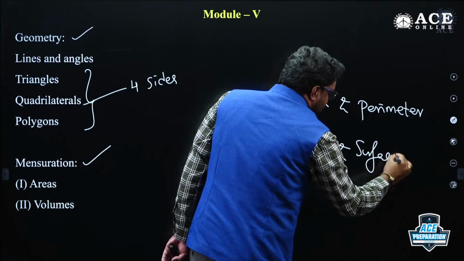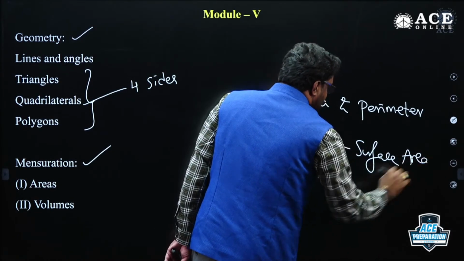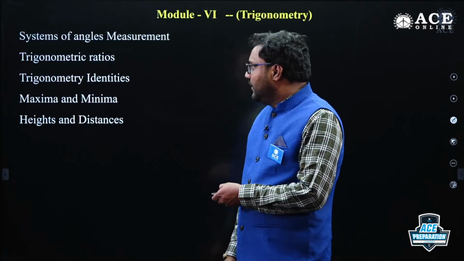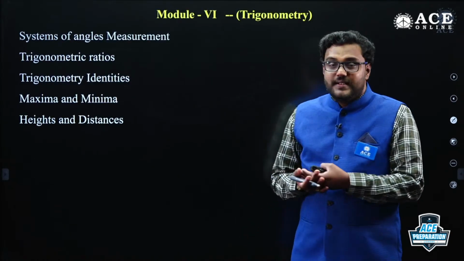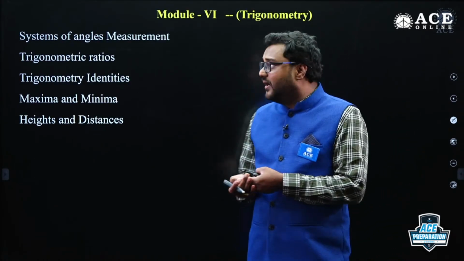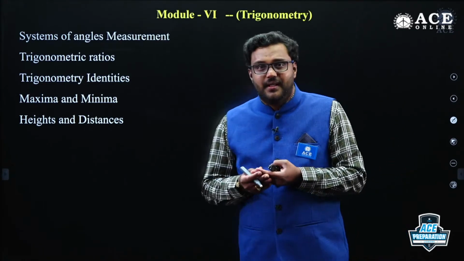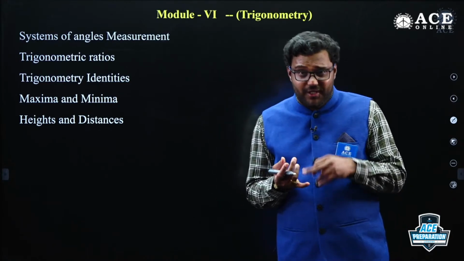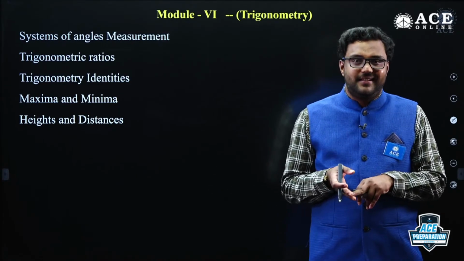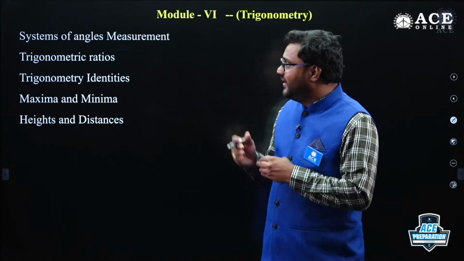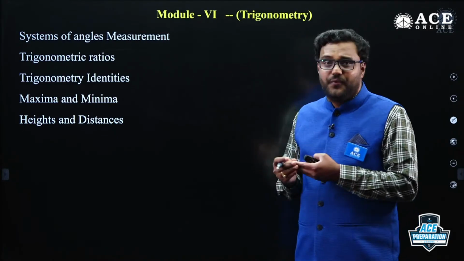Volume and surface area, my dear friends. Next, the 6th module you have to focus on is trigonometry. Systems of angle measurement, whether you are measuring angles in terms of revolutions, radians or degrees, and trigonometric ratios, we have to focus.